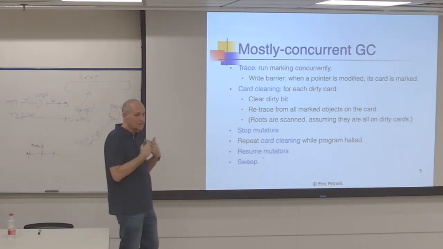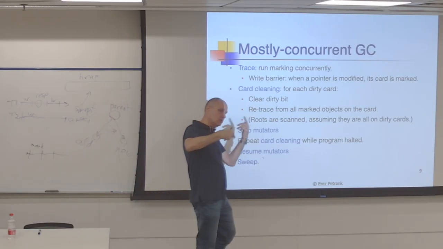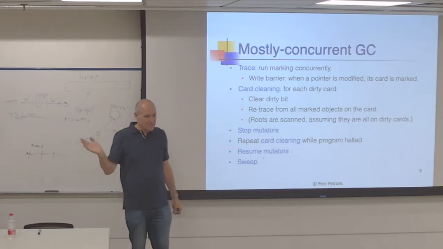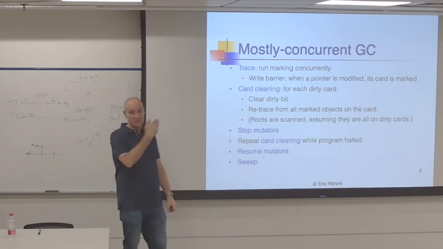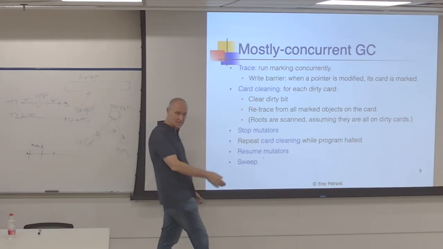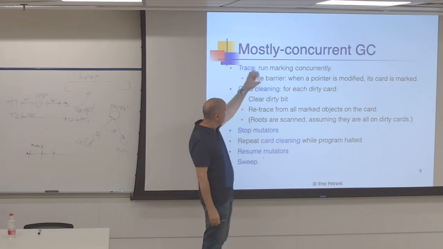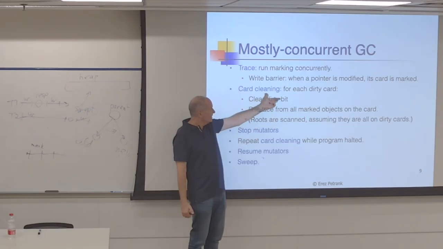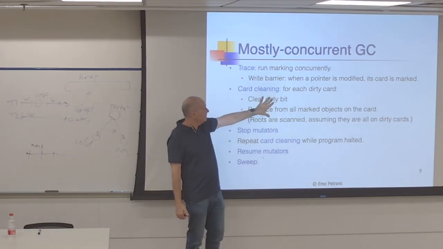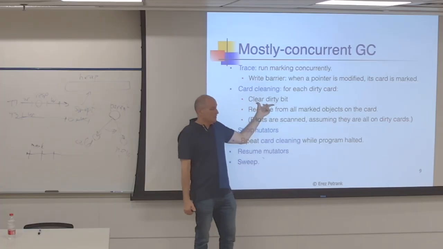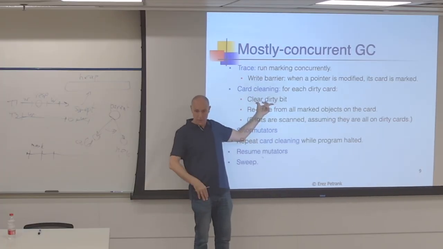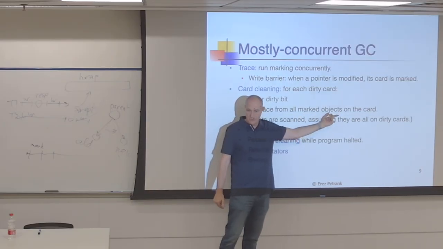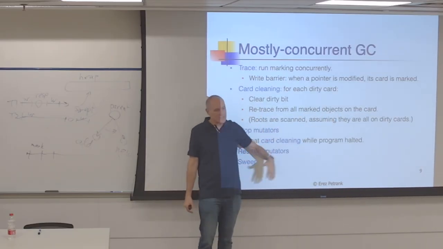Right? Because while I'm doing these checks on things that I've already traced through, now the program comes again and dirties more cards, and I will have to go to them, and then it will dirty more cards. So as long as all of this is done concurrently, let's focus on card cleaning. For each dirty card, I clear the dirty bit. I'm going to test it now. I'm going to retrace from all marked objects on the card, right? And I always check the roots again.